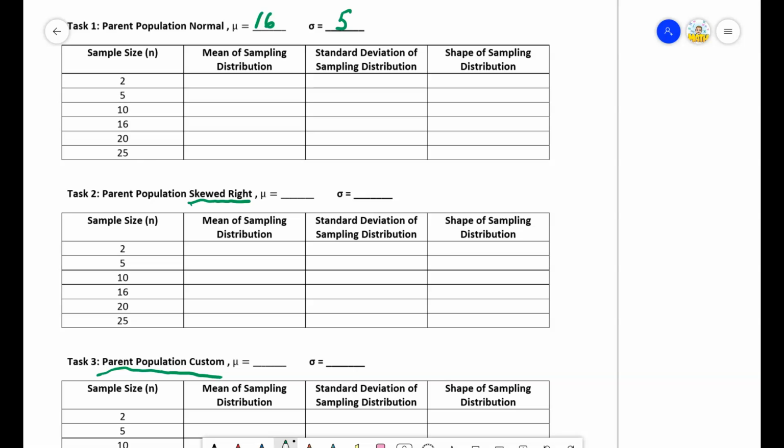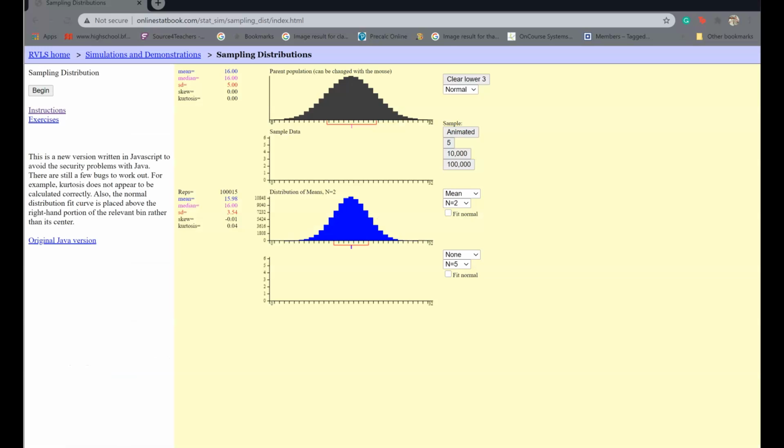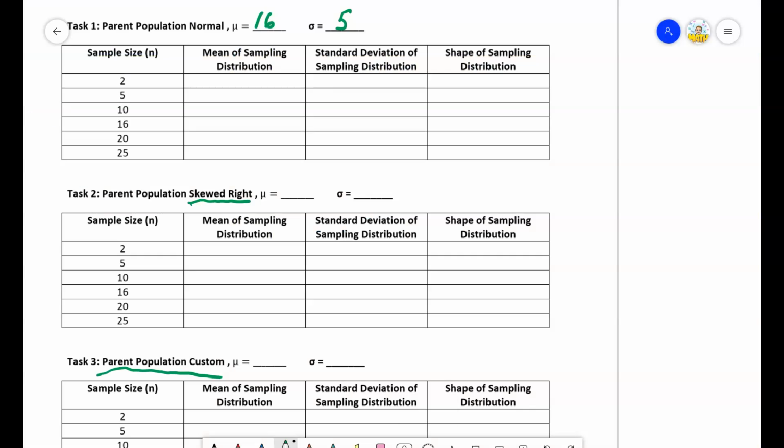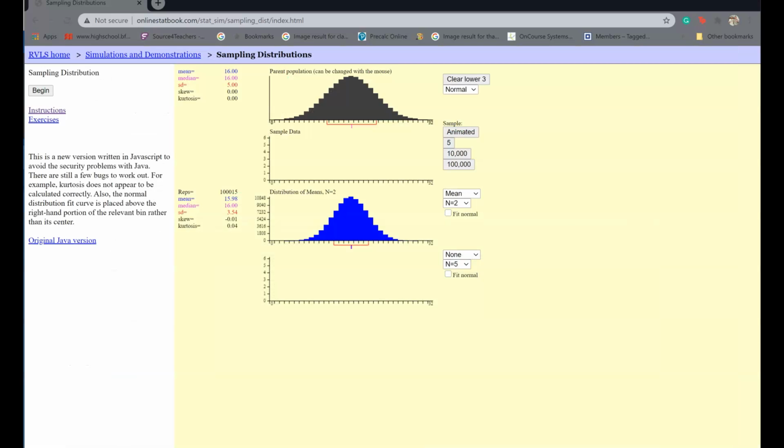When I sampled 2 at a time, what happened? Well, it looks like the mean is still 15.98. It's still about 16 if we round that. But now the standard deviation has gotten smaller. It's 3.54. The mean was still about 16, and the shape is still normal. So we notice right away, just taking 2 at a time, our standard deviation, our spread, is getting smaller.